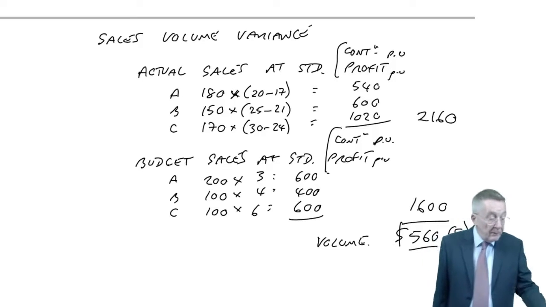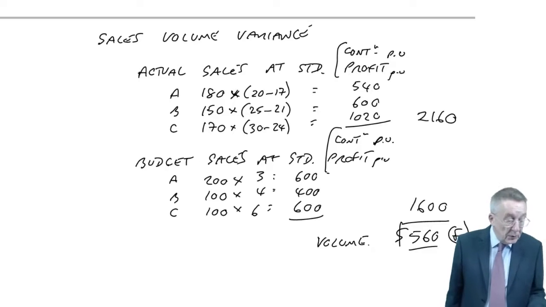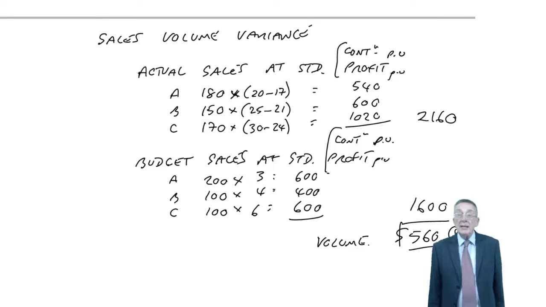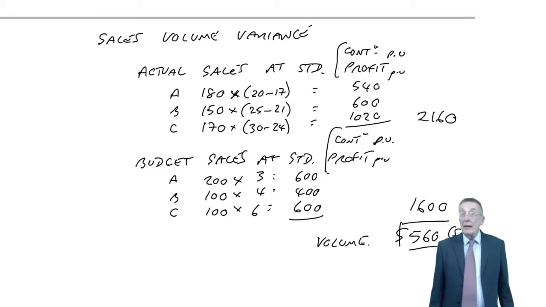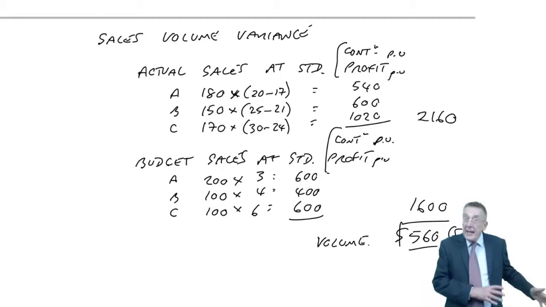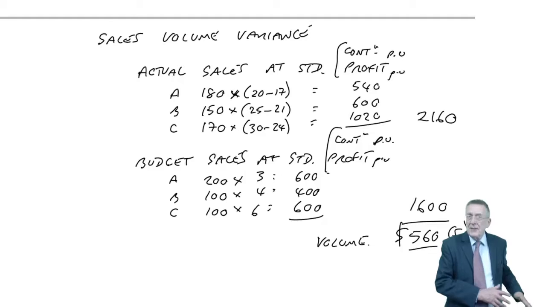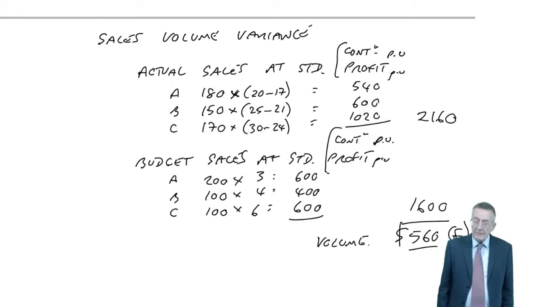And before I go any further, the question also told us the actual costs per unit. Do appreciate that's just to try and trick you. The actual costs per unit are of no relevance whatsoever. If they're different from standard, they're dealt with in the cost variances. Nothing to do with the sales price or sales volume.